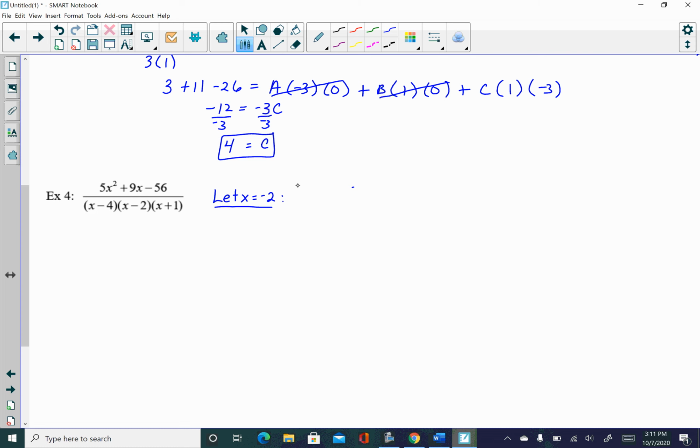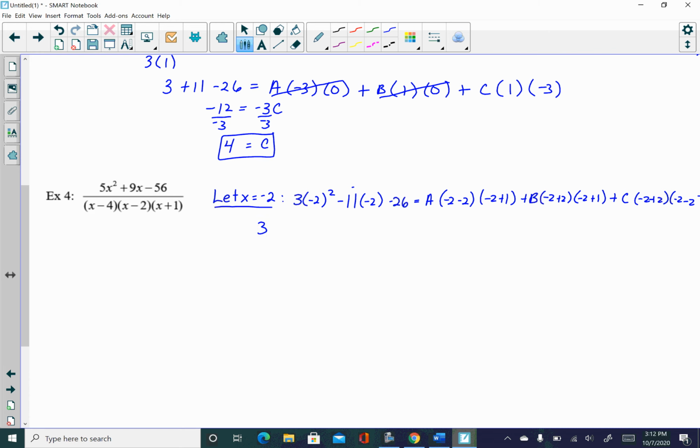So if you let x equal negative 2, then you have 3 parentheses negative 2 squared minus 11 times negative 2 minus 26 equals a times negative 2 minus 2, negative 2 plus 1, plus b, negative 2 plus 2, negative 2 plus 1, plus c, negative 2 plus 2, negative 2 minus 2. Okay, start to clean up.